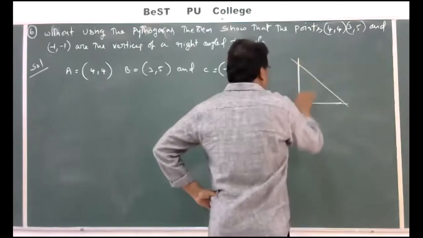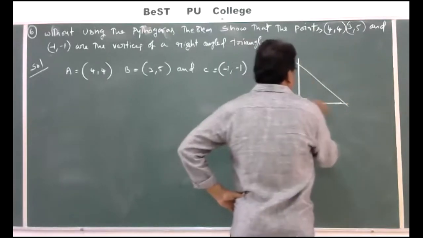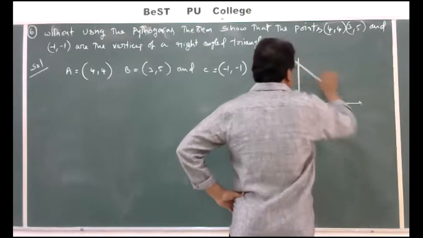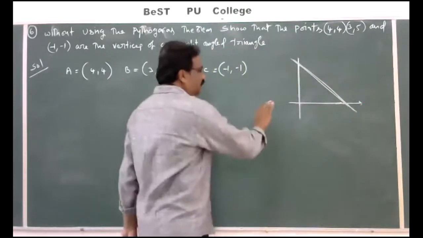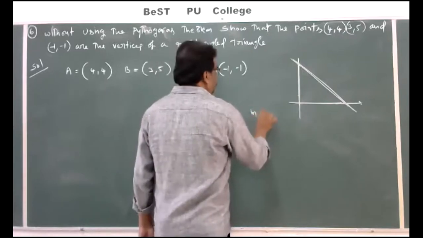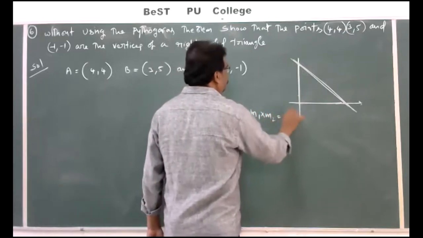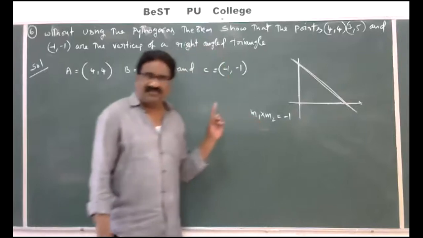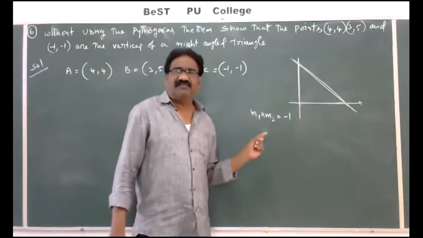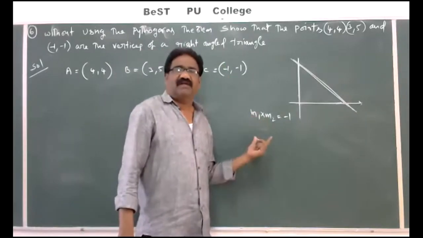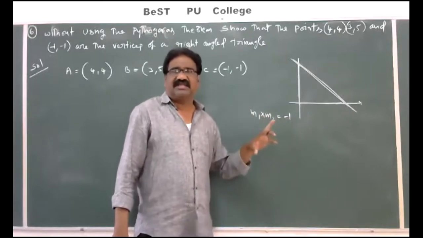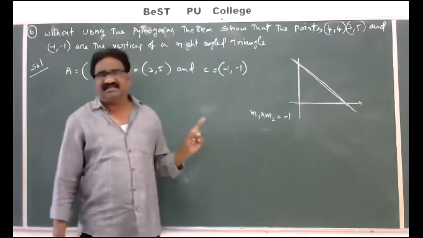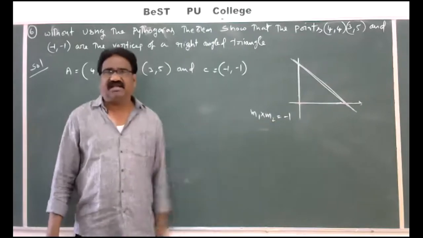You find out the slope of this line, and the slope of this line, and the slope of this line. For example, if the two lines are perpendicular, m1 m2 is equal to -1. m1 is the slope of the one line, m2 is the slope of the other line. If the product of the two lines' slopes is equal to -1, then we say that the given vertices form a right angle triangle.